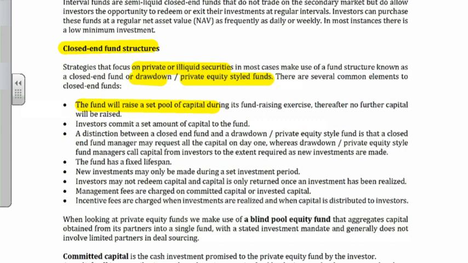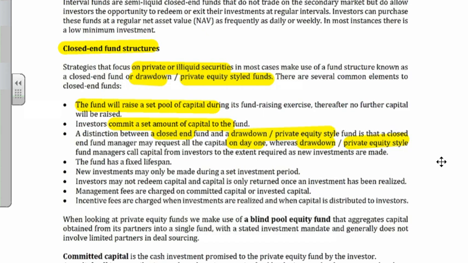Investors, and guys remember, investors are generally referred to as limited partners. They'll commit a set amount of capital. We do see a distinction between a closed-end fund and a drawdown private equity style fund. A closed-end fund manager may request all the capital that's been committed by the limited partners on day one. Whereas drawdown, look at the words drawdown, they'll draw down over a period, or private equity style. Generally, there'll be a large amount of capital committed by the limited partners up front.